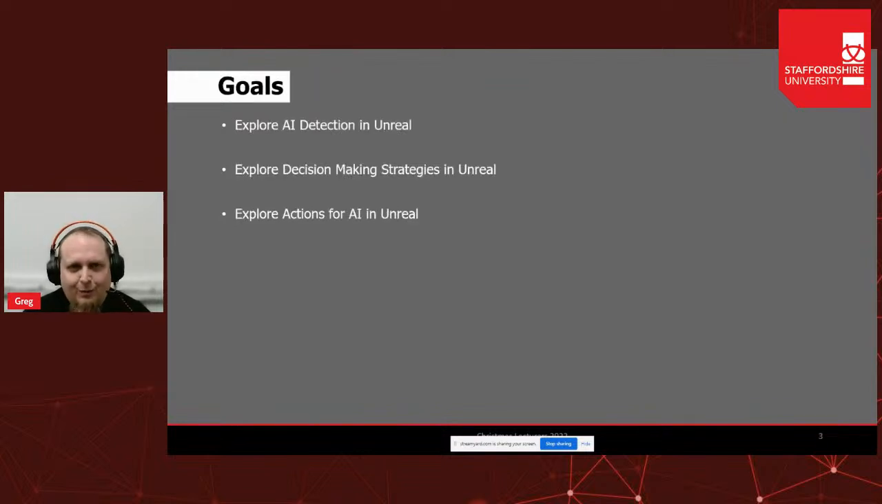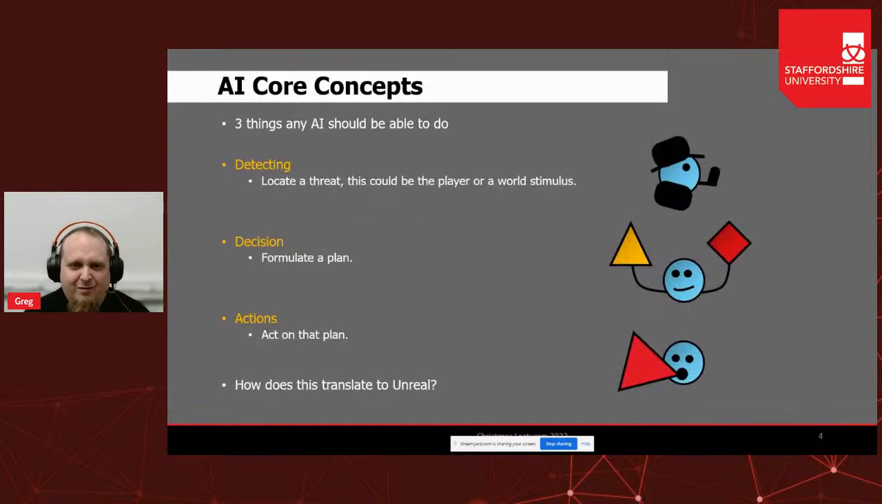So for today, what I'd like to talk to you about is AI and AI within the Unreal Engine. We're going to tread through a couple of different things. We're going to be looking at how we can work with detection in Unreal, so understanding the world around us as an AI. We're going to look at how we can start formulating decisions and then coming up with actions. And these three things help form the backbone of what maybe any AI might want to do in games.